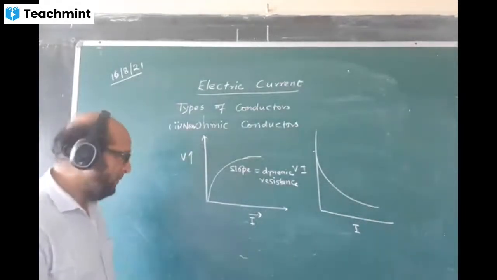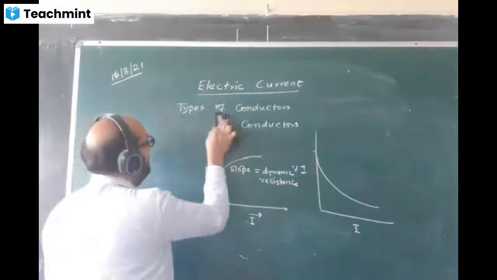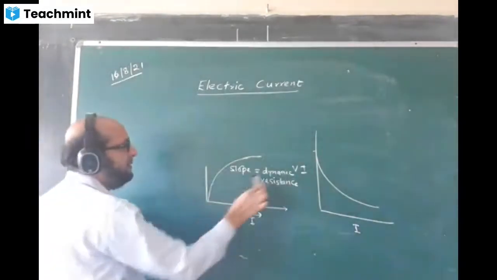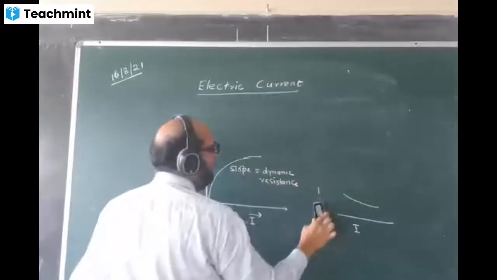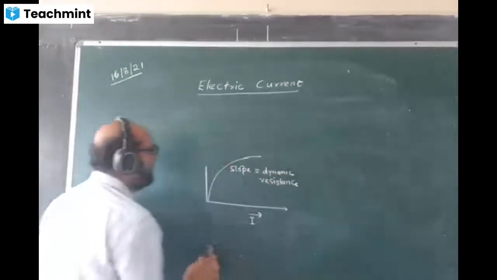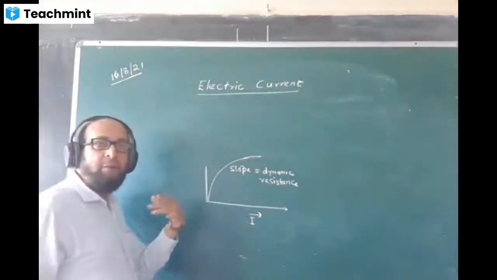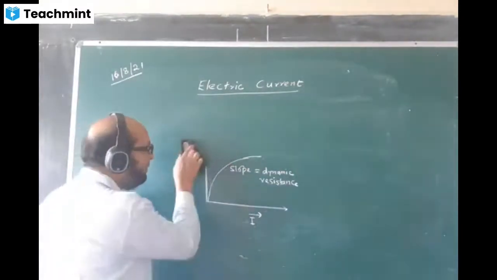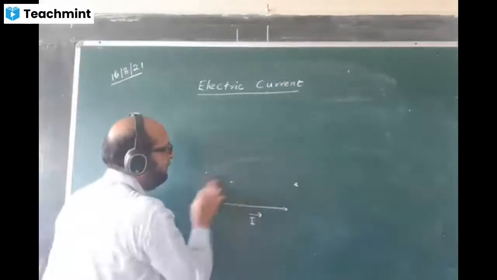Okay, all right. So what did you write? Slope equals what? Slope equals dynamic resistance. Dynamic means variable, not fixed.